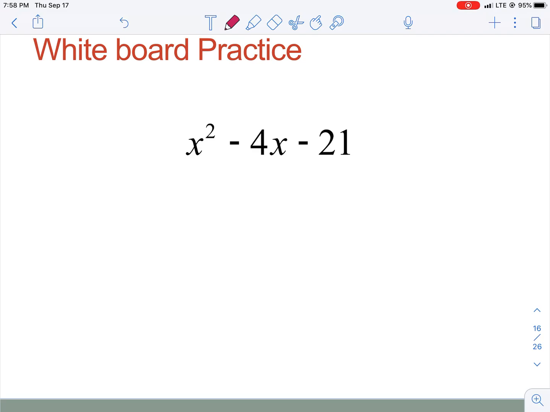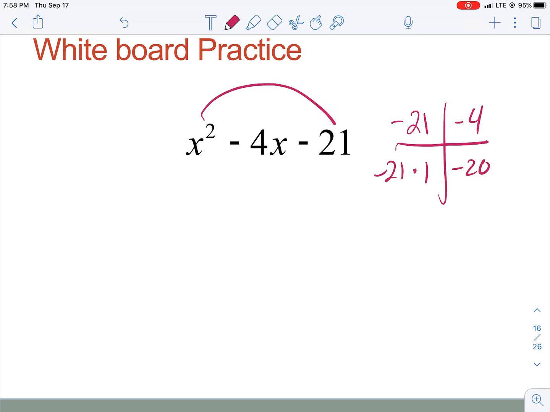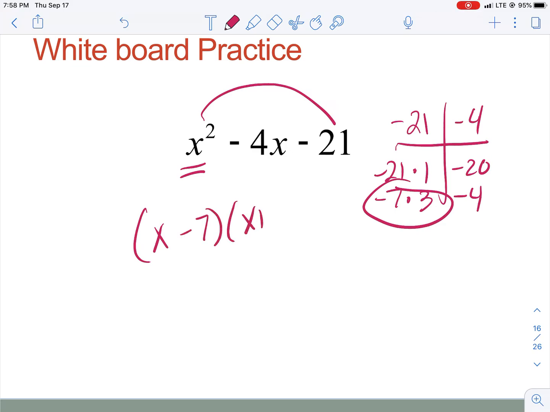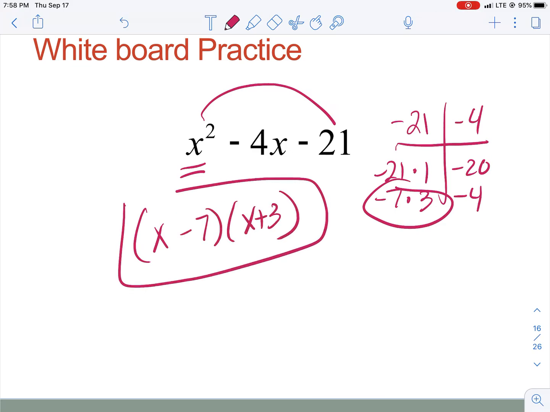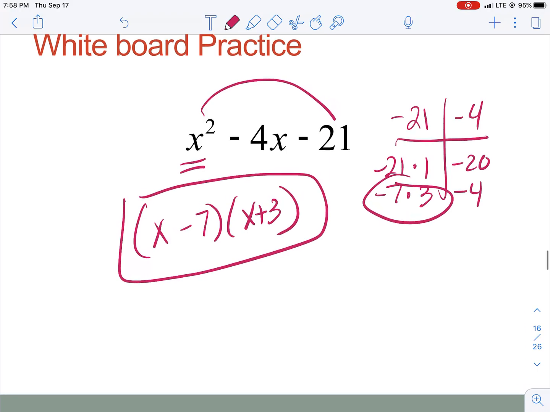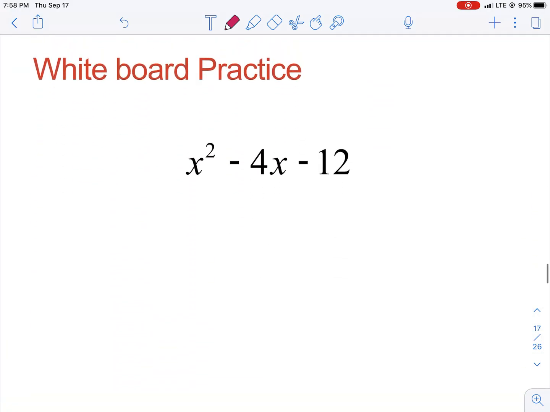Pause. Okay, factors of a negative 21 that add up to negative 4. So I'd have a negative 21 and 1, that's a negative 20. 2 doesn't go in. 3. Negative 7 and 3, that gives me negative 4. Since it's an x squared, I can just write x minus 7 and x plus 3. And that is my answer if I FOIL it out. So try that one. Pause.